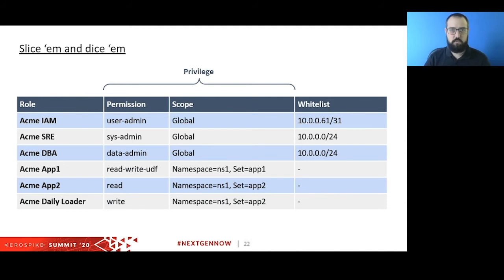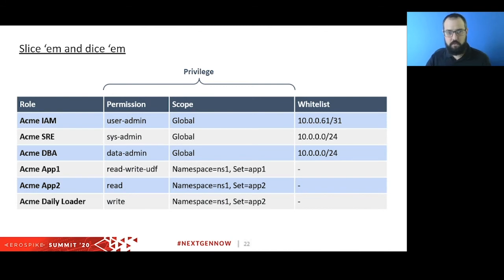And each of these roles were created to allow the application specific access to the data that only that application needs and scoped down to the function that they're performing. So notice that Acme App 2 role can read data from the set named App 2, and it can only read the data from the set named App 2 within the namespace NS1. It is not allowed to read data from the set that App 1 is writing to, and it's also not able to write data anywhere. So this is how you can set up some fine-grained role-based access control for users and applications.